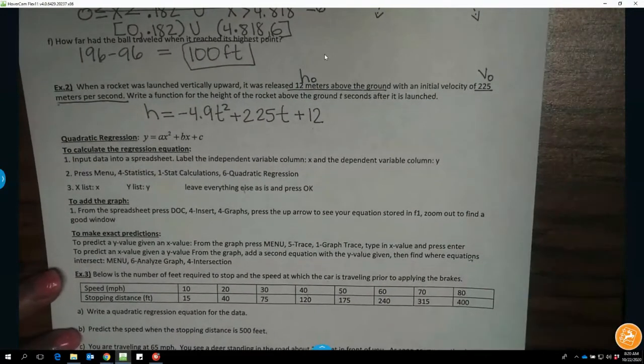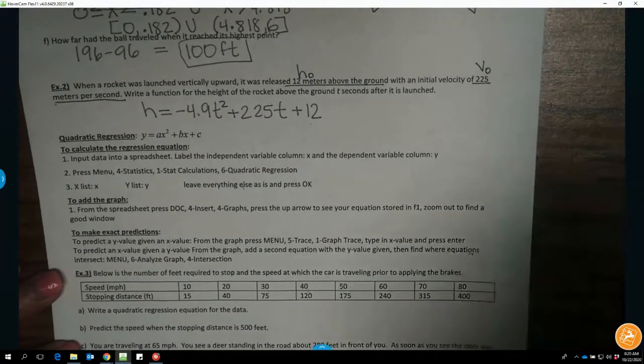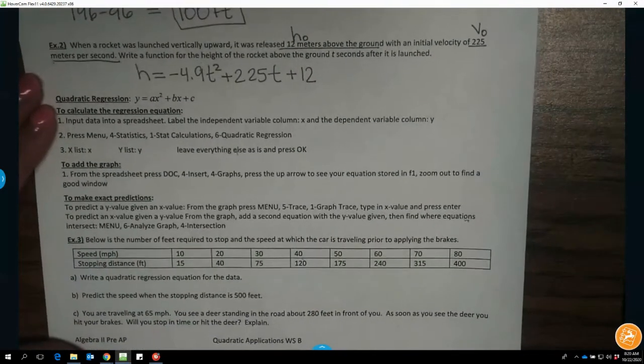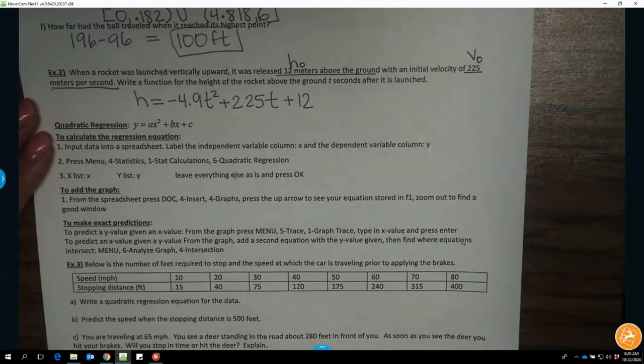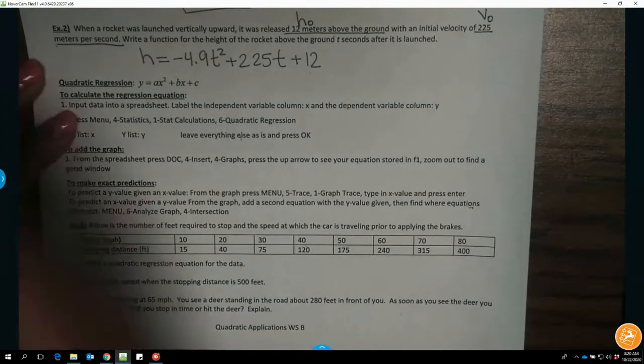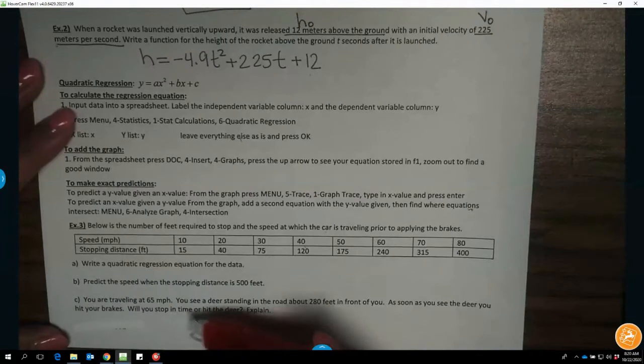Now the second part of today's quadratic applications is called quadratic regression. You should be familiar with quadratic regression, or at least linear regression, and it's the same process. So quadratic regression. To calculate the regression, we're going to input our data into a spreadsheet. Okay, so these are the steps. Let's just jump straight to the example. So example 3.